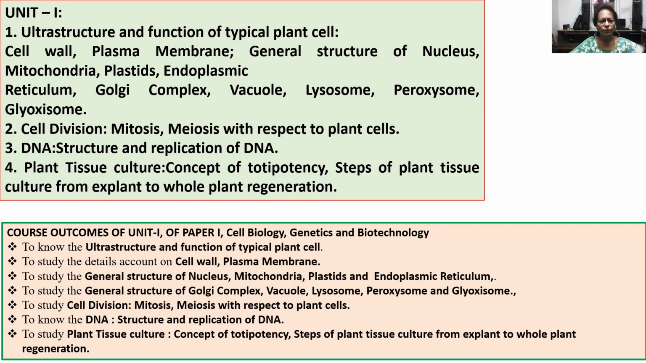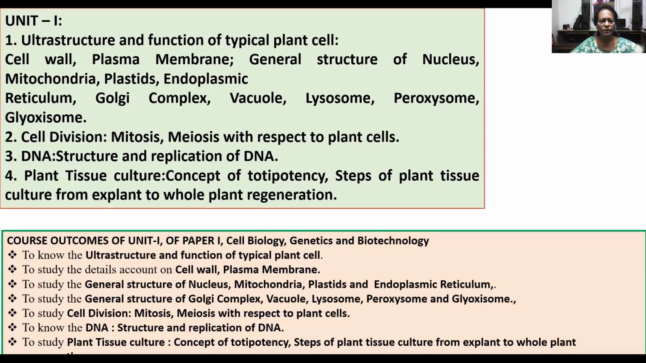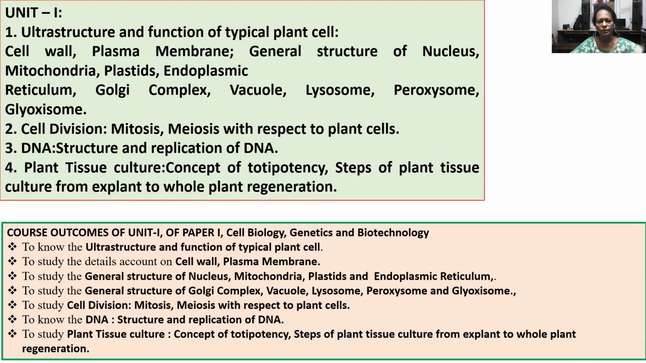Now, the course outcomes of this unit 1: to know the ultrastructure and function of a typical plant cell, to study a detailed account of the cell wall and plasma membrane, to study the general structure of nucleus, mitochondria, plastids, and endoplasmic reticulum, to study the general structure of Golgi complex, vacuole, lysosomes, peroxisome, and glyoxysome, to study cell division, that is mitosis and meiosis with respect to plant cells, to know the structure and replication of DNA, and to study plant tissue culture, in which the concept of totipotency and steps of plant tissue culture from explant to whole plant regeneration are included.